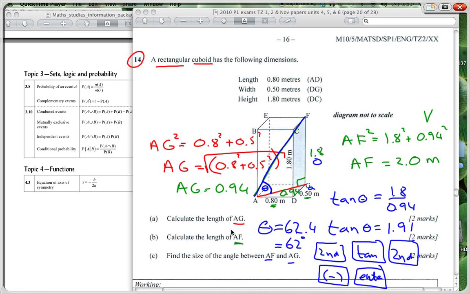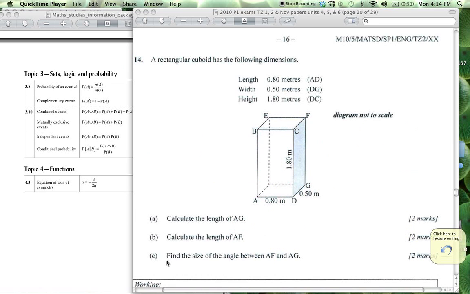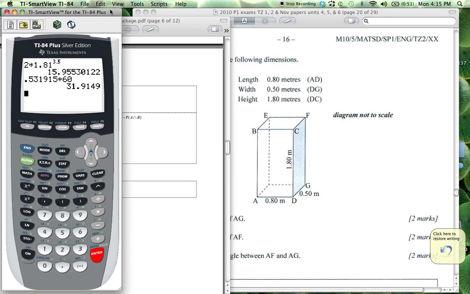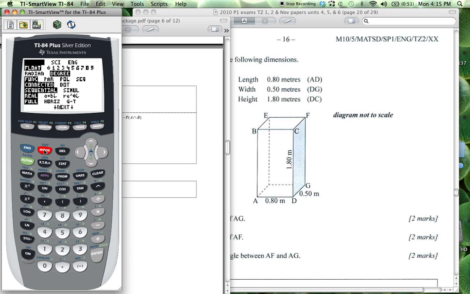I just want to show you about that radians thing. You need to make sure with your calculator that you've got it in degrees. So if you go to mode here and you go down here, you must check that you are in degrees. You put it on degrees, you push enter there, and then you clear and you go back to your calculation. So make sure that you are in degrees when working with it.